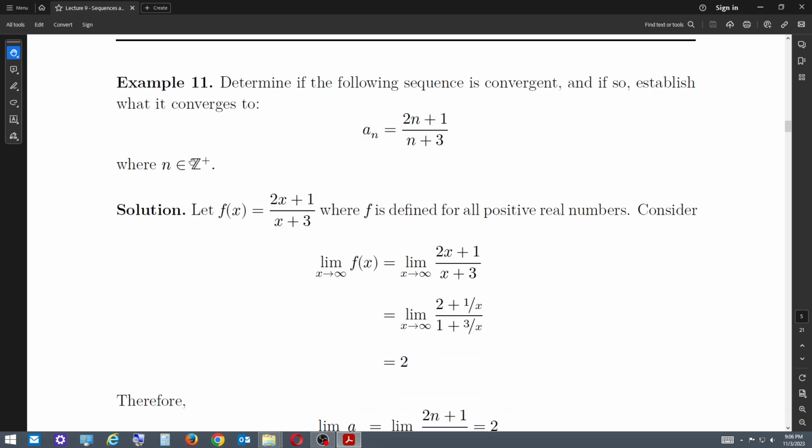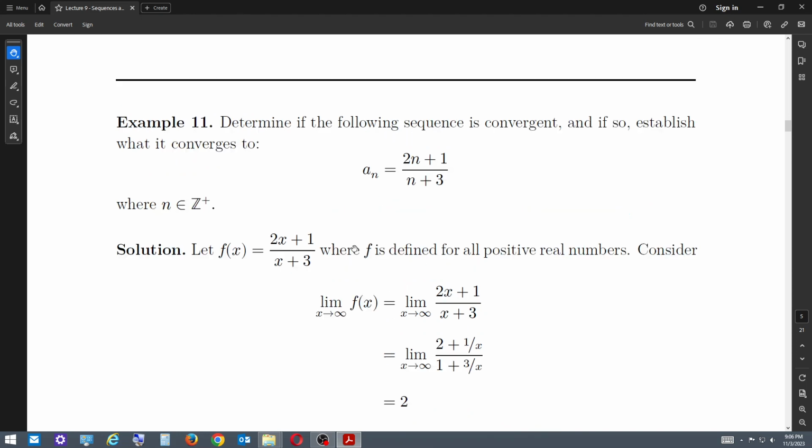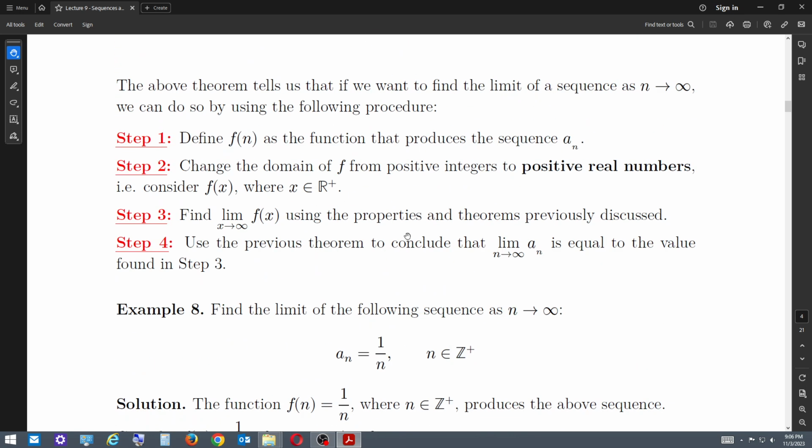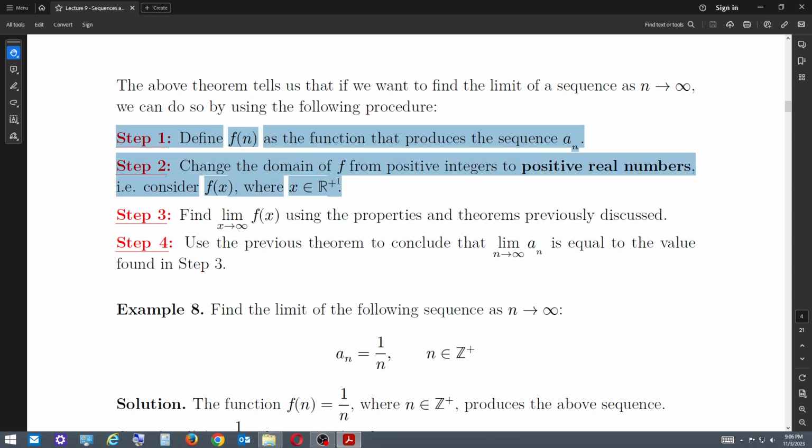Alright, so let's look at an example of something that you might actually see in a question you have to do. Determine if the following sequence is convergent, and if so, establish what it converges to. We have a_n is equal to (2n + 1) over (n + 3), n a positive integer. You'll notice that I actually skipped the first step here. Let me go back up: define f of n as a function that produces the sequence. These two steps you can actually combine, which is what I did.